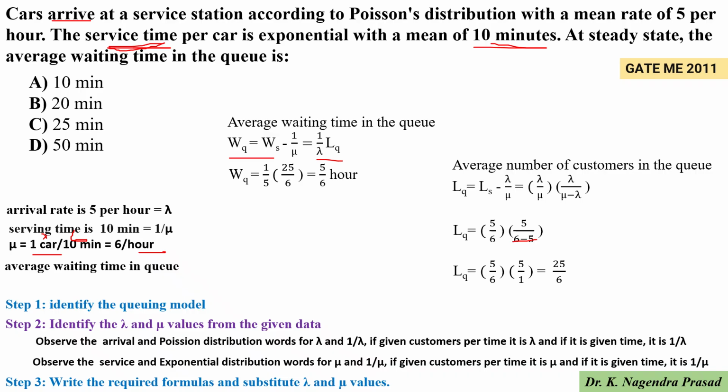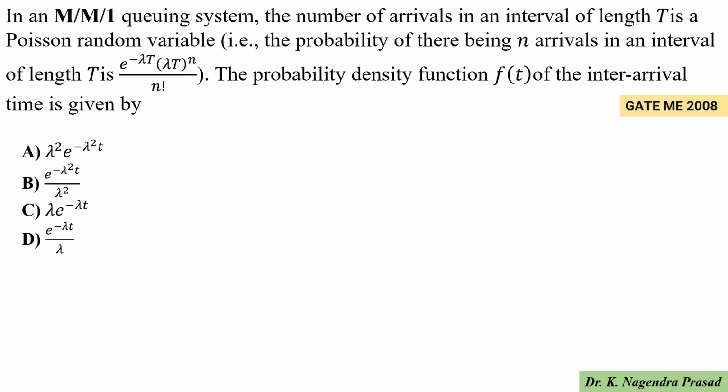But here the answer is required in minutes, as in all the options. So 5 by 6 hour is equal to 5 by 6 into 60 minutes. Then it will become 50 minutes. So option D is the correct answer. Let's see the next question.